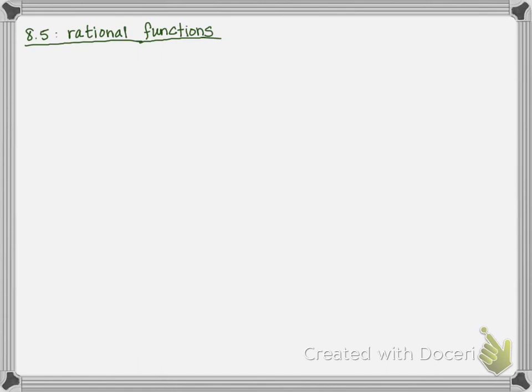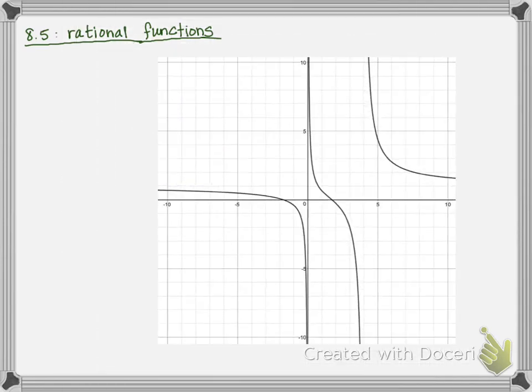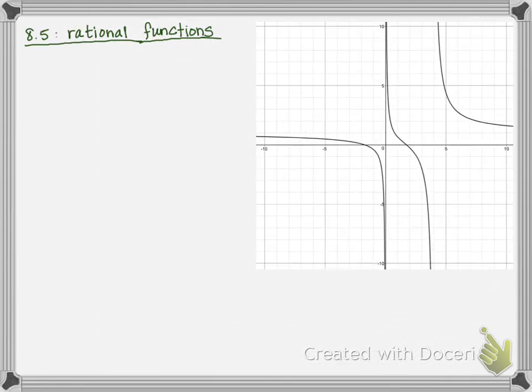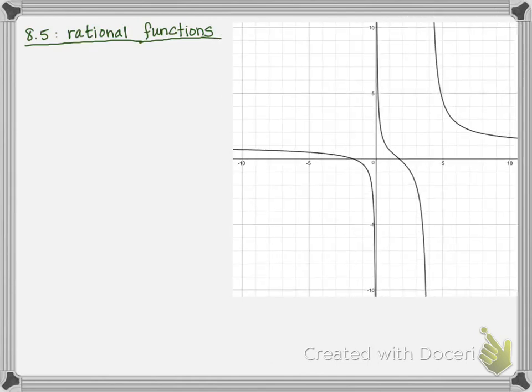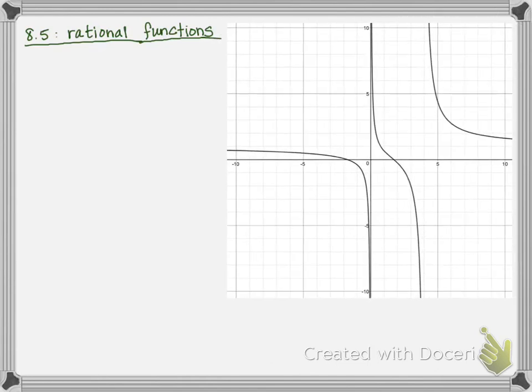But let's start by looking at the graph of a rational function so we can get an idea of just kind of how they look and what properties they have. So here we have a rational function. This is f of x equals x squared minus 3 over x squared minus 4x.